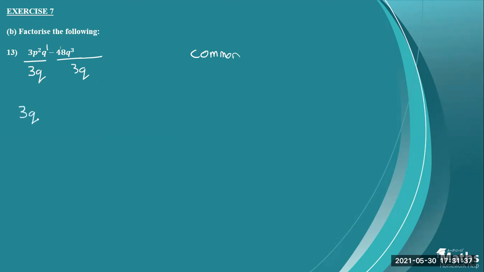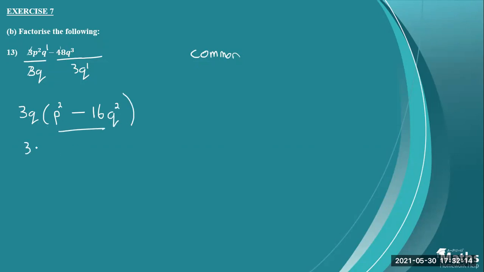Whatever we take out, we write here in the front. And everything that remains after you divide with it goes inside the bracket. So the 3's are gone. Q and a Q, it's gone. And what remains there would be a P to the power of 2. 48 divided by 3, we already worked it out, is 16. 3 Q's divided by 1 Q. So if you divide the bases, you subtract. So 3 minus 1 will be 2.